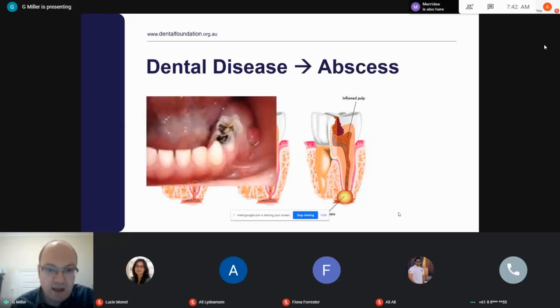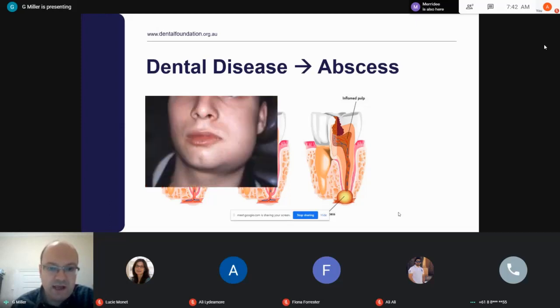And so you can see a picture of some carious deciduous teeth. These are baby teeth, and a buccal abscess adjacent to there. You can see a submandibular and buccal swelling on a patient here.